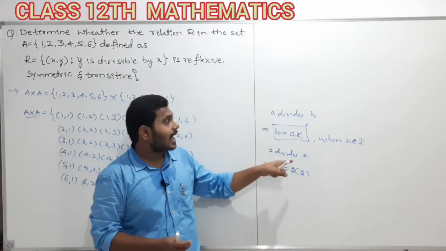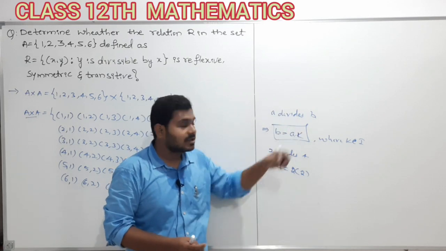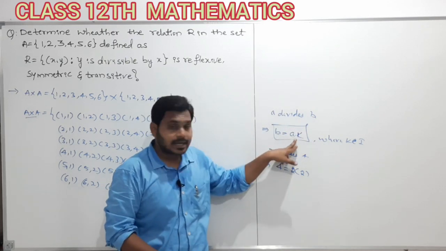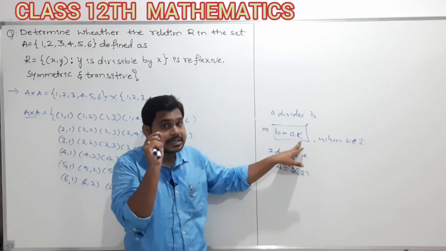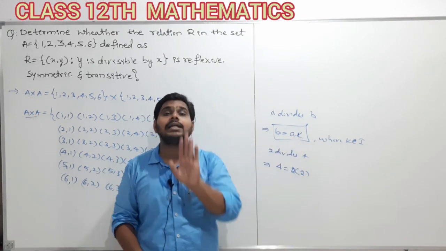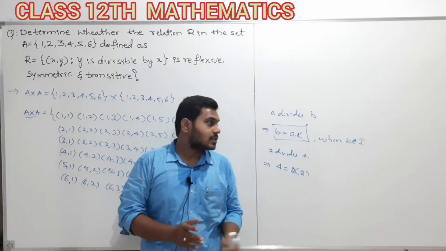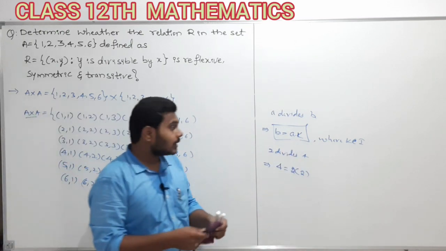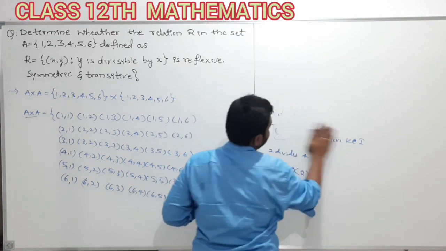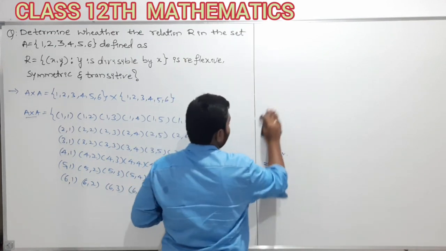So whenever you have this concept, A divides B means what? B can be written in the form of A into K. Please remember, K must be an integer. Clear? So like this we can solve, my dear students. We can take the concept of this. Now, with this, let's move to the question.